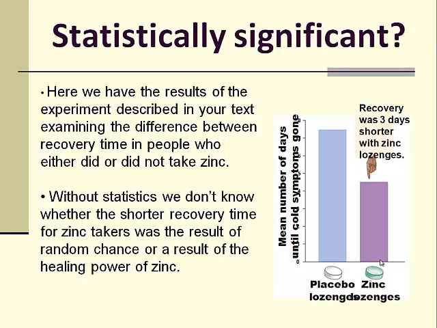So here's an example of how we use statistics. We have an experiment shown in this graph on the right-hand side of our figure, and on the y-axis we have the average number of days that it takes a person to get over a cold. On the x-axis we have two different categories.